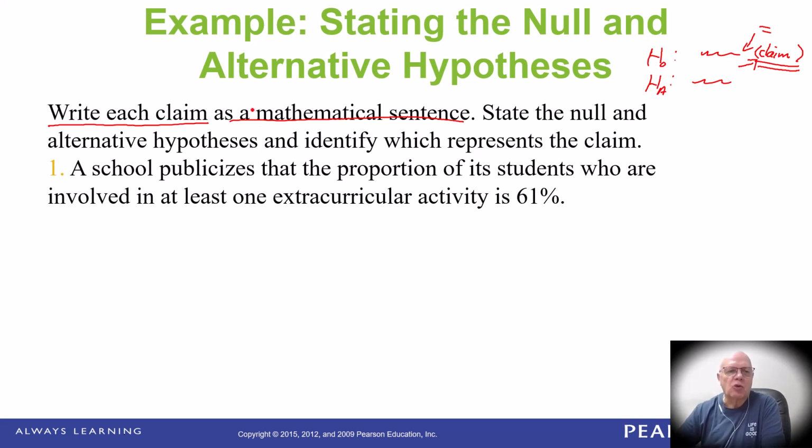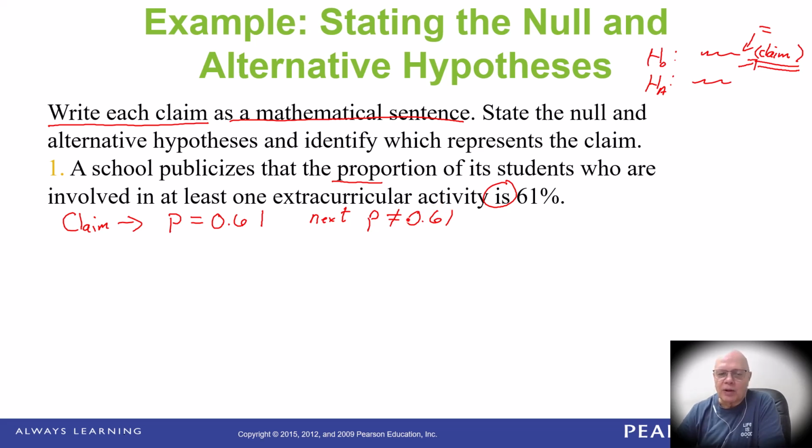Here's an example. A school publicized the proportion of its students, so we're talking about proportion this time, those that are involved in at least one extracurricular activity is 61%. So what is it saying? So first of all, what is the claim? The claim is that the proportion is, so that's equals, proportion equals 61%, and we're going to write it without the percent sign. There's your claim. Second, what's the opposite of that? Well, the opposite of that is the proportion is not 0.61 or 61 hundredths.